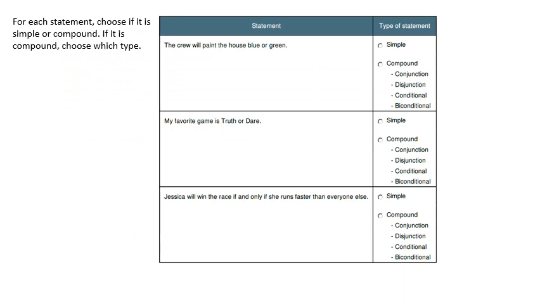For each statement, choose if it is simple or compound, and if compound, what type of compound. The crew will paint the house blue or green. There are two ideas here. The crew is going to paint the house blue, or the crew is going to paint the house green. So it's compound. It contains the word or, and so or is associated or identified with the word disjunction.